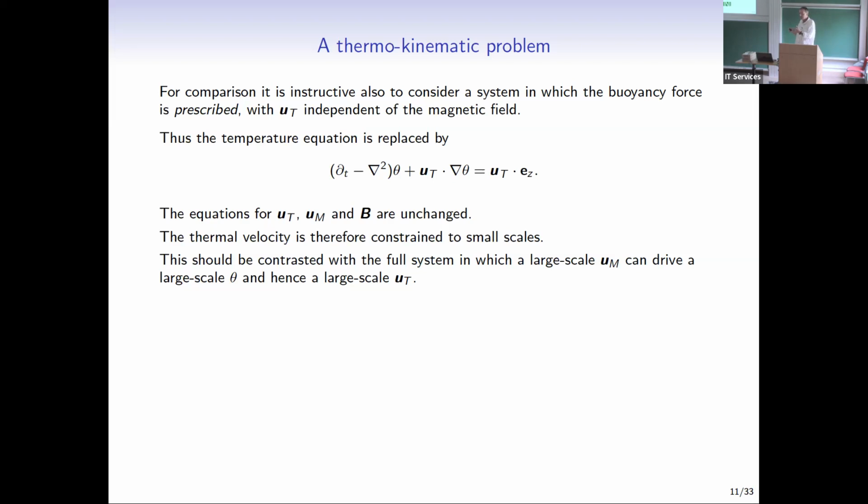But the temperature is always driven by this small scale. So the way to think of this thermokinematic problem is a forced dynamo where the field does not affect the forcing, and the forcing in this case is just the convective forcing. So you see in the full system, you can have a large scale magnetic velocity, and that can drive a large scale theta, and hence a large scale thermal velocity, but not in this constrained problem.